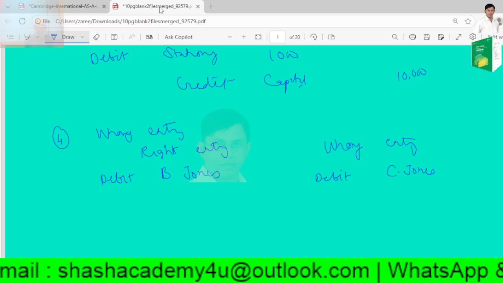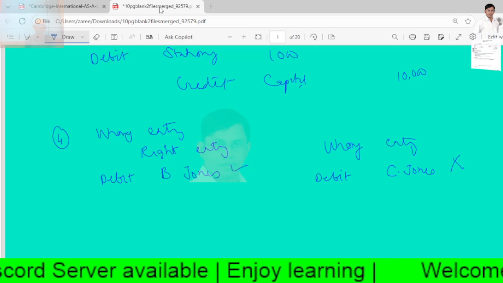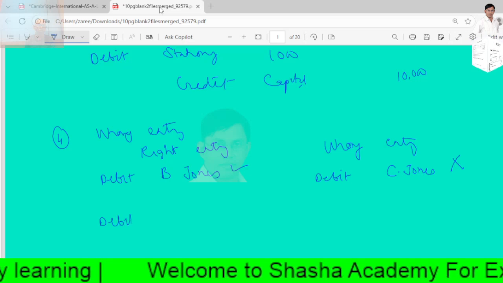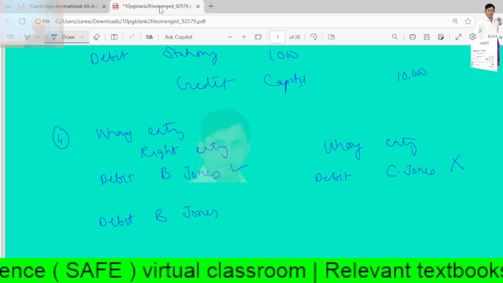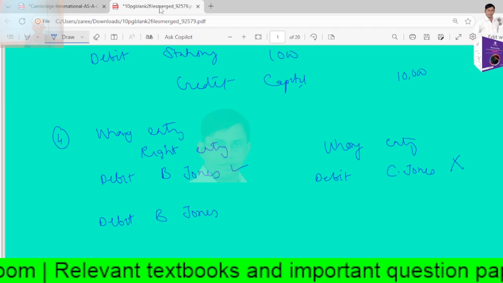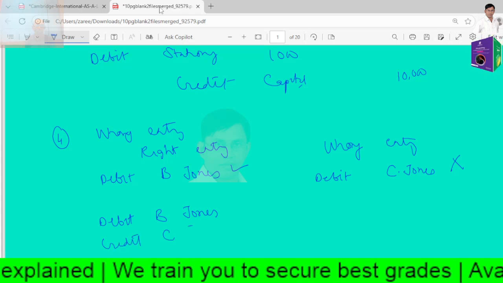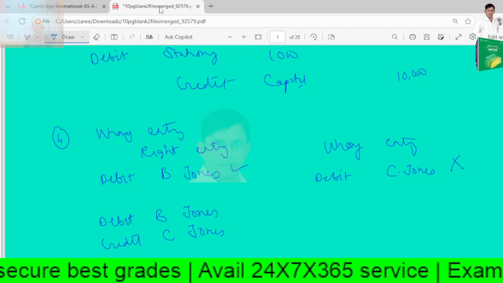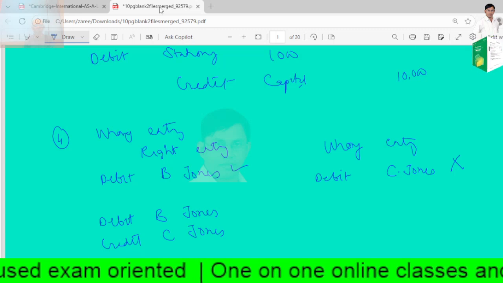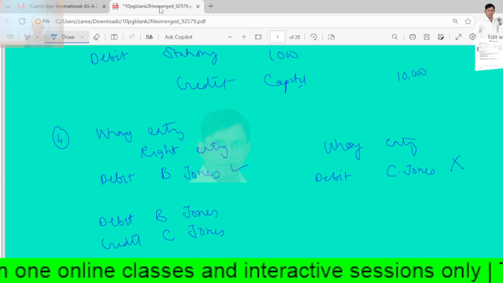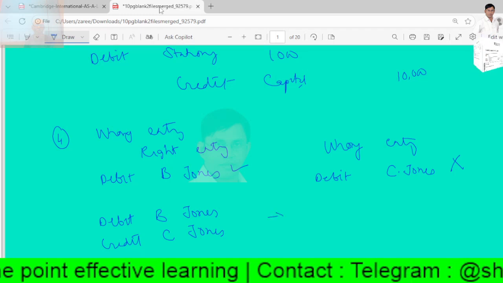So how do you rectify this? Obviously you have to cancel this and bring in the right one. You have to debit B Jones, so the entry has come in. To cancel this out, you have to credit C Jones. When you pass this entry, it will offset. We already debited C Jones as a wrong entry, so when we credit C Jones, this entry will be offset, and to give credit you have to debit B Jones. So this is actually a transfer entry.